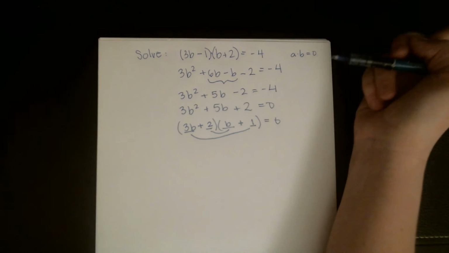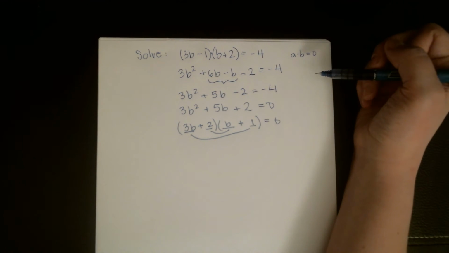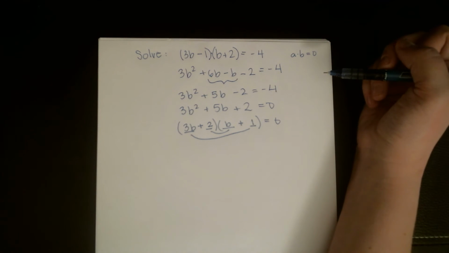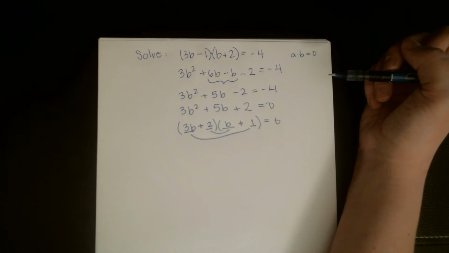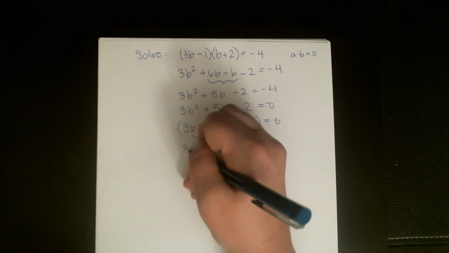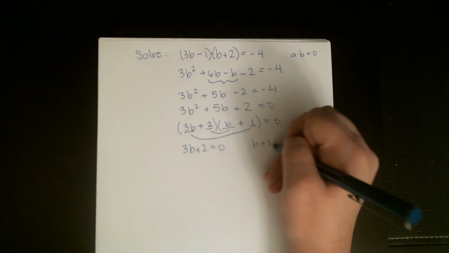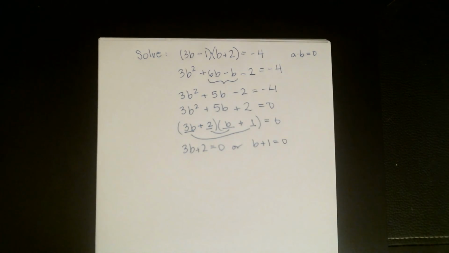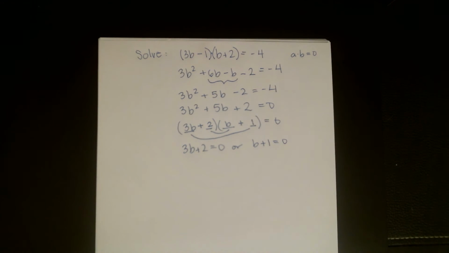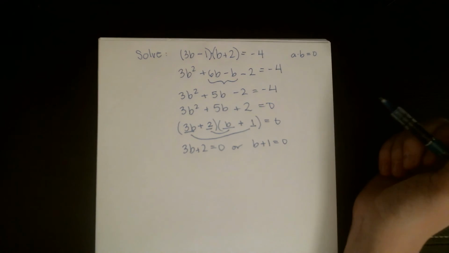Once you get it factored, we get to go back to this idea that if the product of two numbers is 0, then one of those numbers has to be 0. So either 3b plus 2 is equal to 0 or b plus 1 is equal to 0. If you can go straight from factored form to what the answers to the equations are going to be, I'm completely fine with that. I don't need to see these last couple of steps, but I want to make sure I show them in case anybody isn't super clear on what happens.